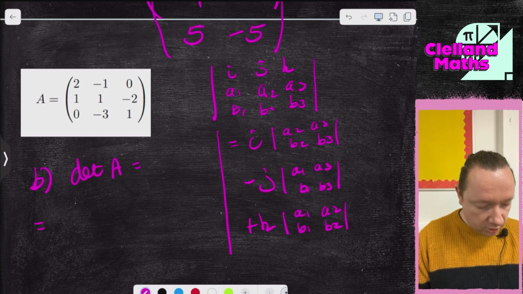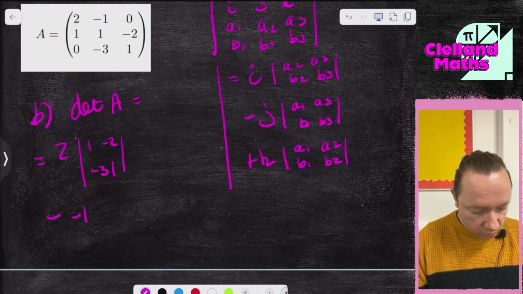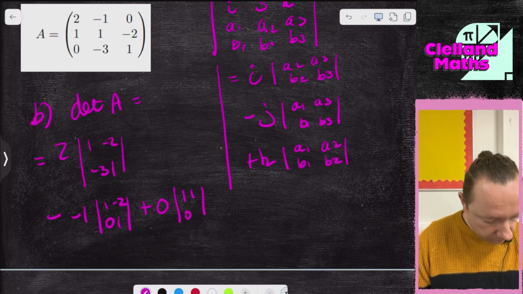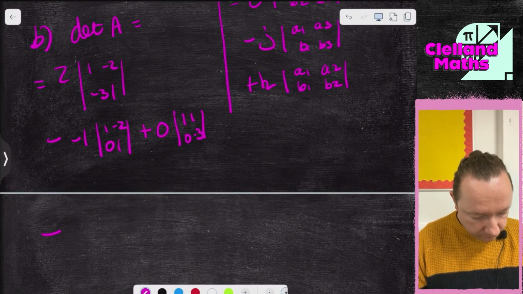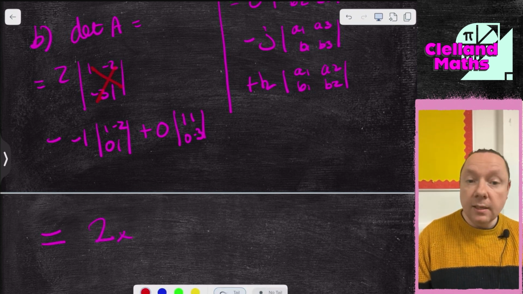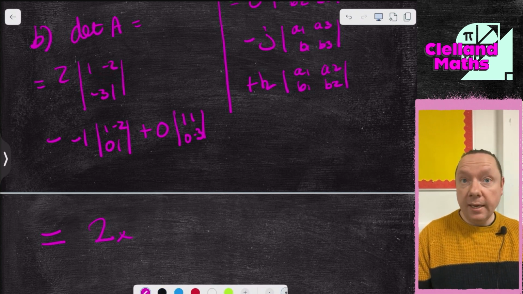So the determinant of A for this question is 2 times the determinant of, delete, delete, 1, minus 2, minus 3, 1, minus 1 times the determinant of, delete, delete, 1, minus 2, 0, 1, and then plus 0 times the determinant of 1, 1, 0, minus 3. So what does that equal? Well, that's 2 times determinant of a 2 by 2, which is that minus that. So that's 1 minus 6, 1 minus 6 is minus 5.